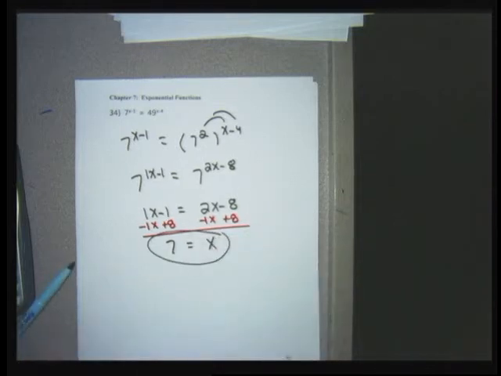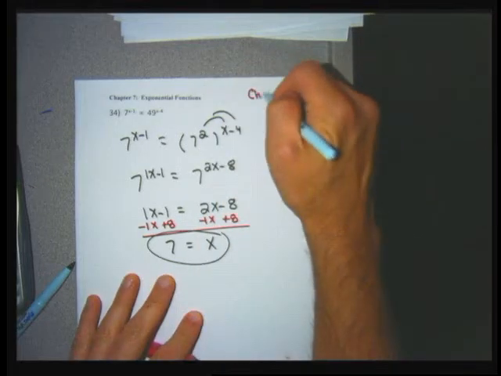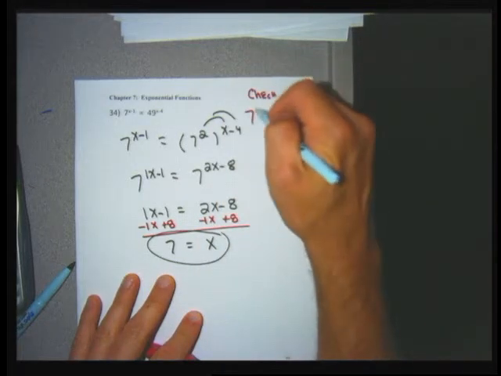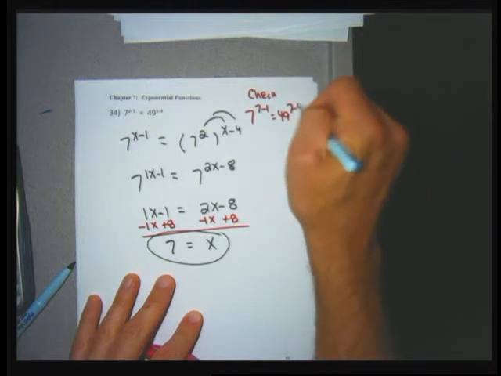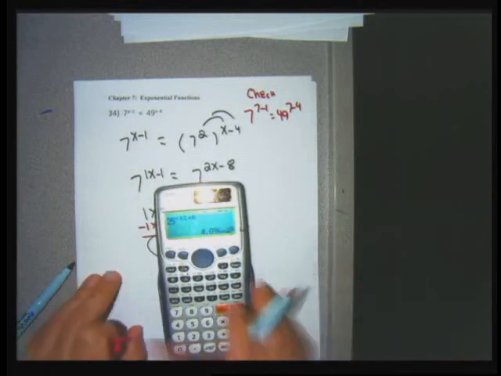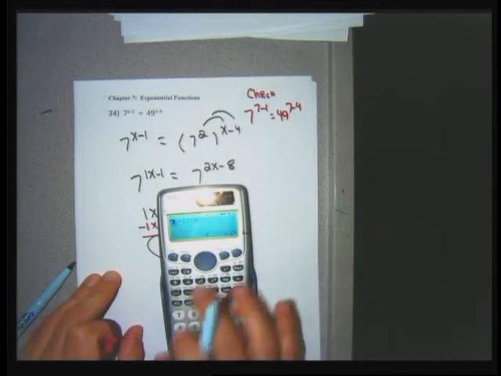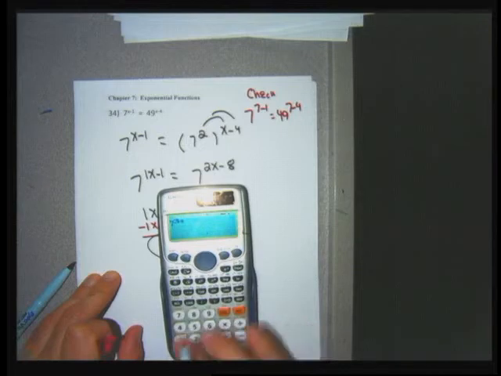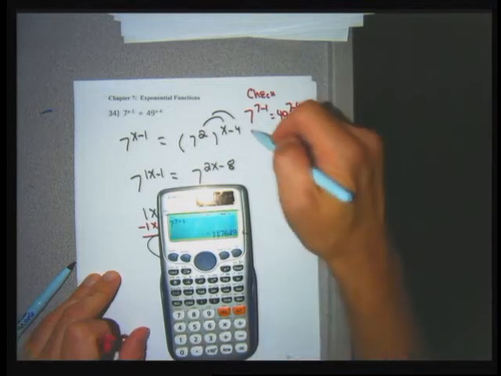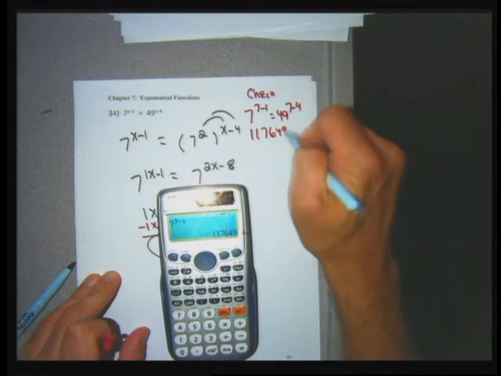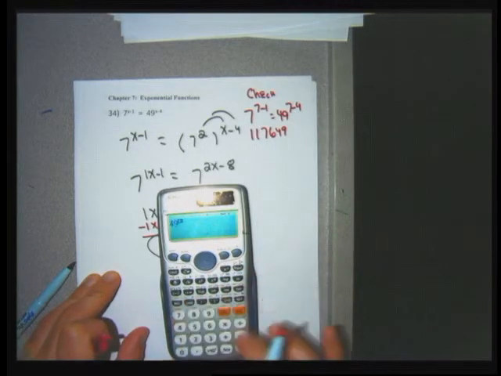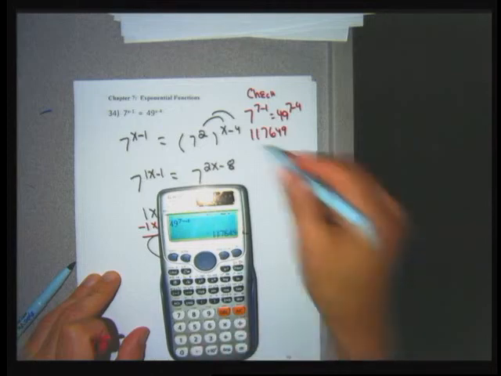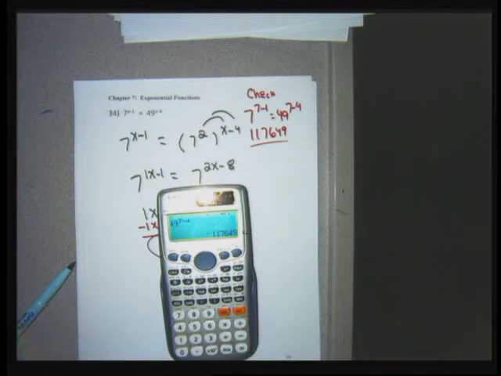Let me check it. It takes 2 seconds. So to check this, is 7 to the 7 minus 1 power equal 49 to the 7 minus 4 power? So left side, 7 exponent 7 minus 1, 117649, and the right side, 49 exponent 7 minus 4, exactly the same number, and that's what I need for a checking to have validity to make sure my answer is right.